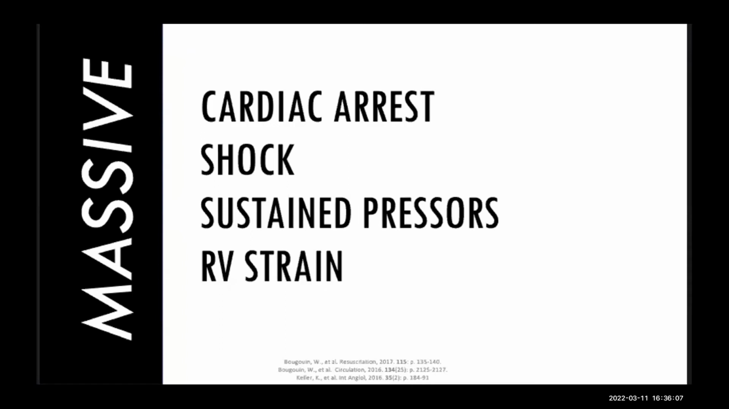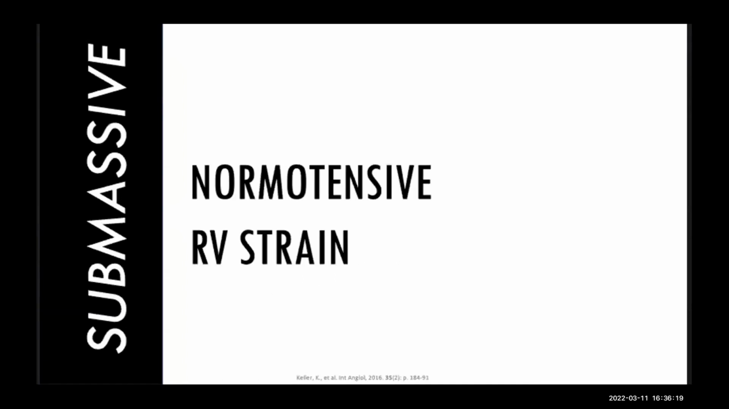And we also know that massive PEs carry a very high mortality rate, up to 95% in cardiac arrest and maybe 20 to 35% in those just with shock. So it's a sick population. Now, submassive PE, which I will not be talking about, is your normotensive patient that still has evidence of RV strain. So how do we diagnose massive PE?